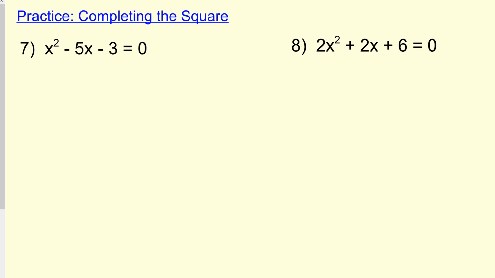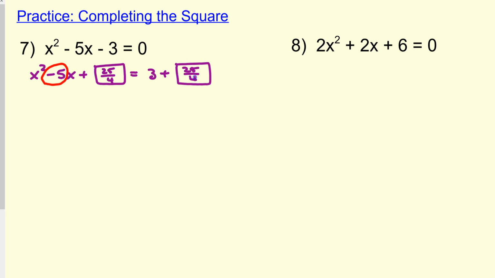So number 7, x squared minus 5x minus 3 equals 0. So what I'm going to do is add 3 to both sides, and I'm going to leave a space to complete the square. Now to figure out what number goes in the box, I take half of negative 5, so that would be negative 5/2. By the way, always use fractions, not decimals, because it is so much easier to square fractions and to square root fractions. You don't want a decimal there. So half of that would be negative 5/2, and then we square it and we get 25/4. So 25/4 completes the square.